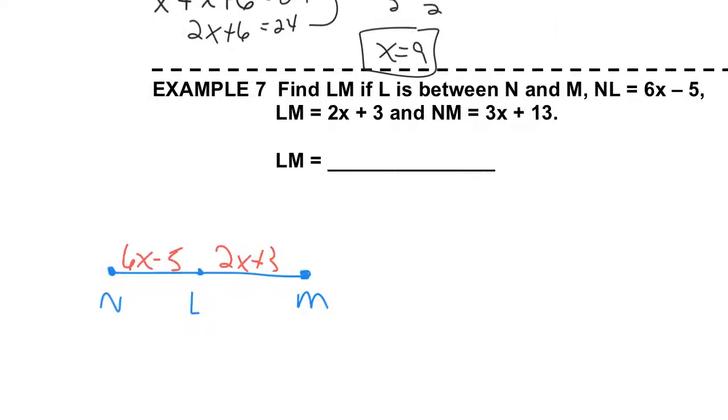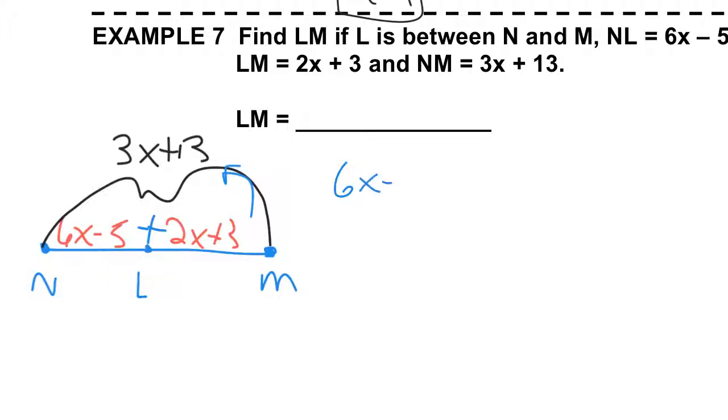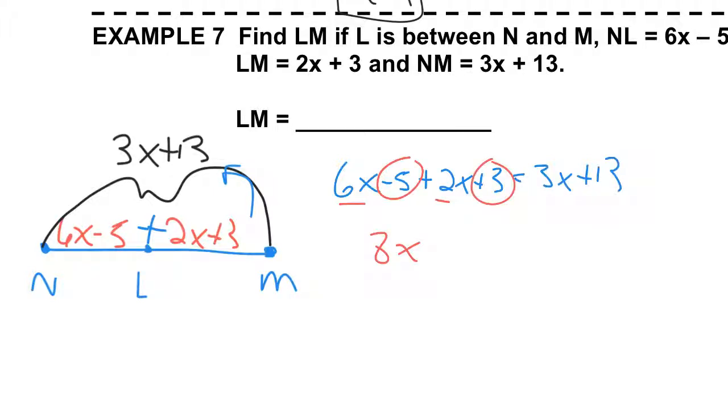And then it gets a little weird from the last one. It tells us that the whole thing is also a little function, 3x plus 13. It looks different. It doesn't have any actual numbers, like starting off with the whole length. But I still know that if I add up the pieces, it should equal the whole. So let's add up the pieces. 6x minus 5 plus 2x plus 3 equals 3x plus 13. So that's a big, long expression there. If we combine like terms, 6x plus 2x is 8x. Negative 5 plus 3 is minus 2, equals 3x plus 13.